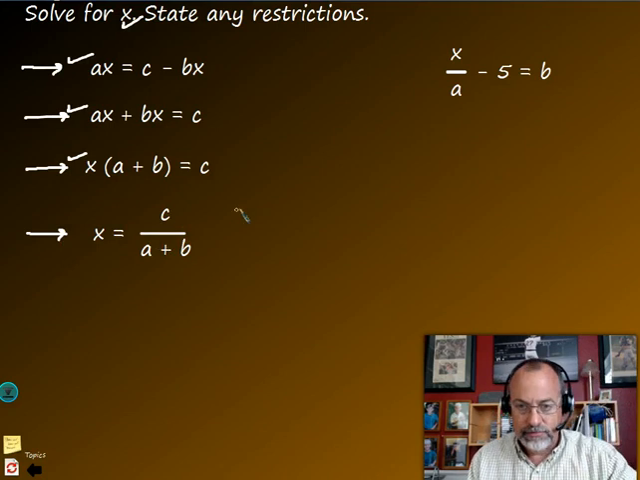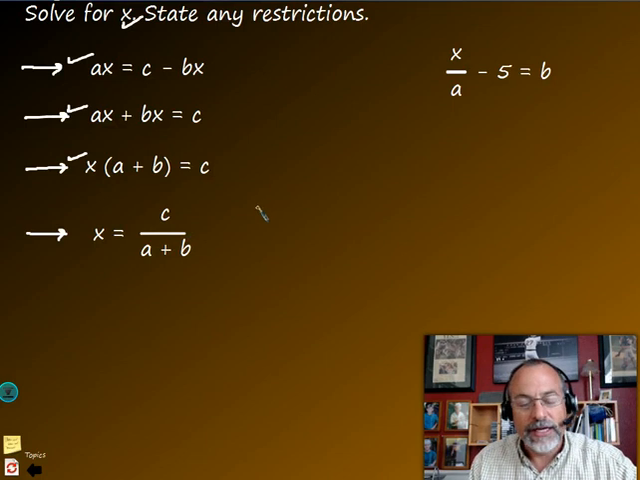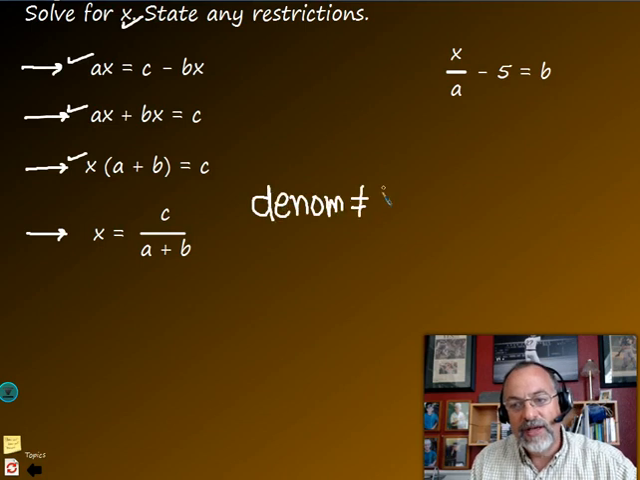Say it. What's the restriction? What's the one thing? The denominator cannot be 0.